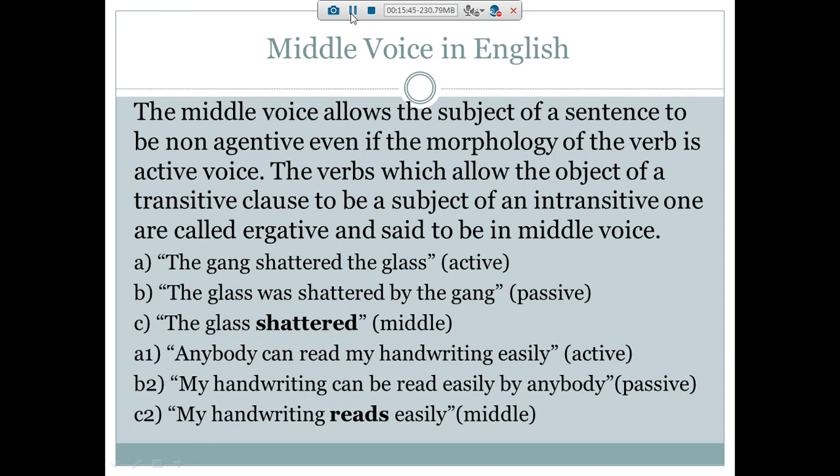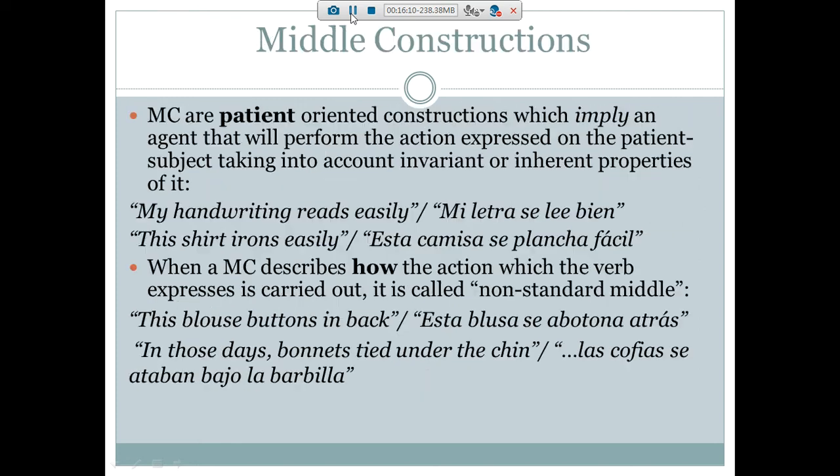But what I want you to see is that in the case of C, the glass shattered, that's middle voice, but it would be an instance of an ergative construction, something we're going to see in a minute. In the case of C2, my handwriting reads easily, it's an instance of middle voice, and it's an instance of a middle construction. In both cases, shattered and reads, ergative verbs are ergative verbs, okay?